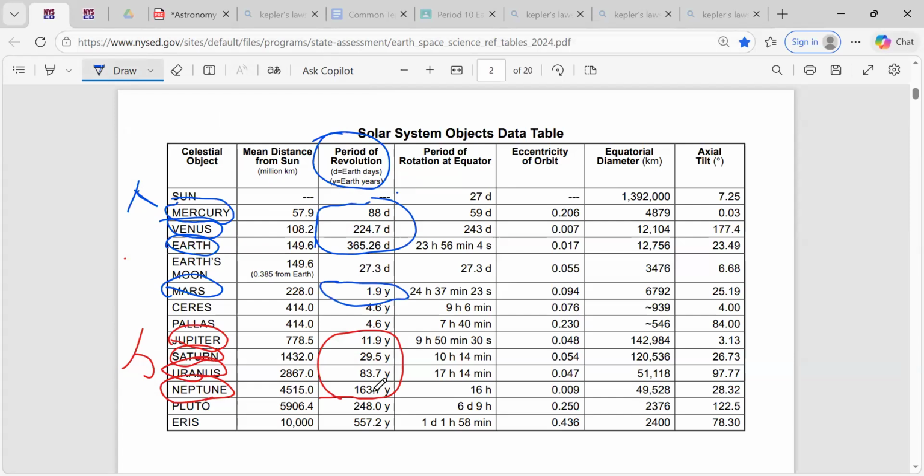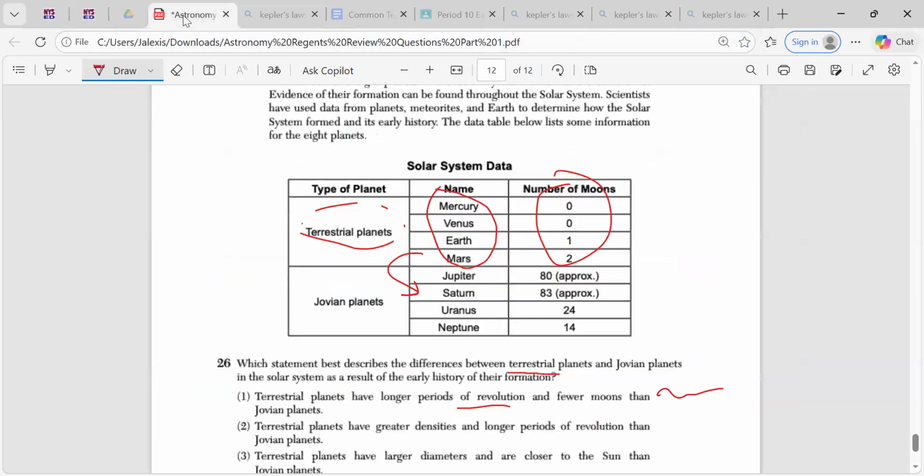You'll notice the red data points, which represent Jovian, are all longer than the blue. Y represents Earth years, D represents Earth days. So Jovian planets actually have a longer period of revolution. So it can't be that. Choice two says terrestrial planets have greater densities and longer periods of revolution than Jovian planets. We just proved that for choice one, so that definitely won't be that either.